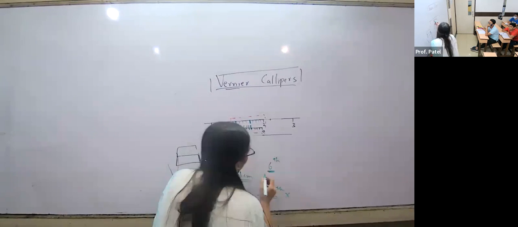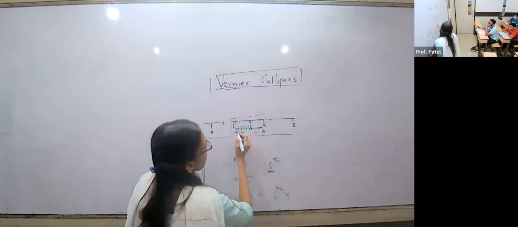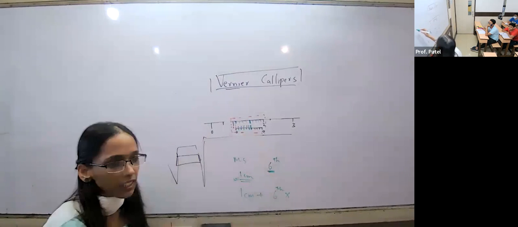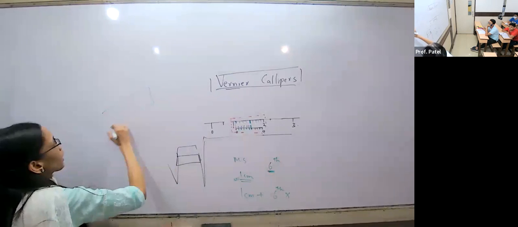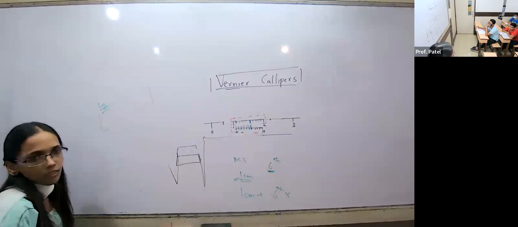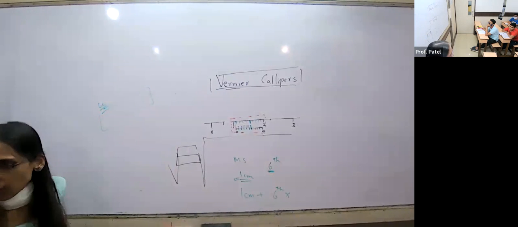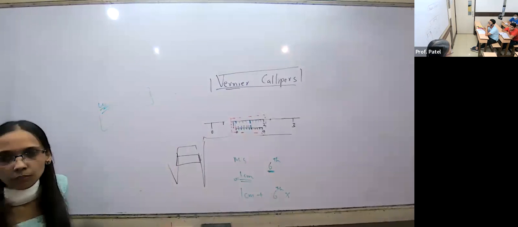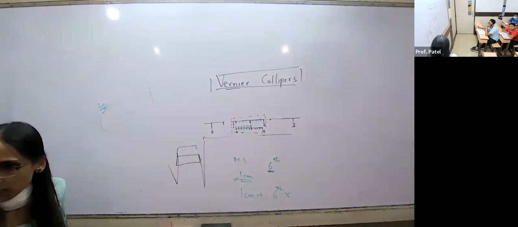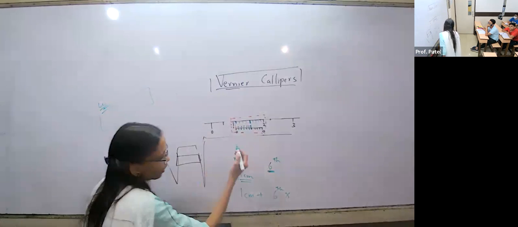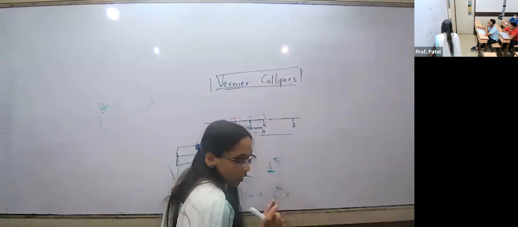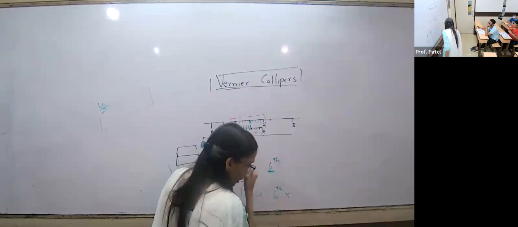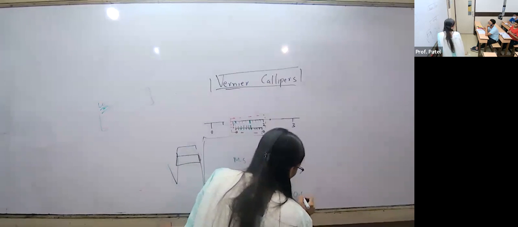multiplied by this vernier caliper's smallest division that it gives. Like in a normal scale, what is my LC? In a scale, what is my LC? 0.1 centimeter. You told me just now, right? In this one, the vernier scale's smallest division that the vernier caliper gives is 0.01.